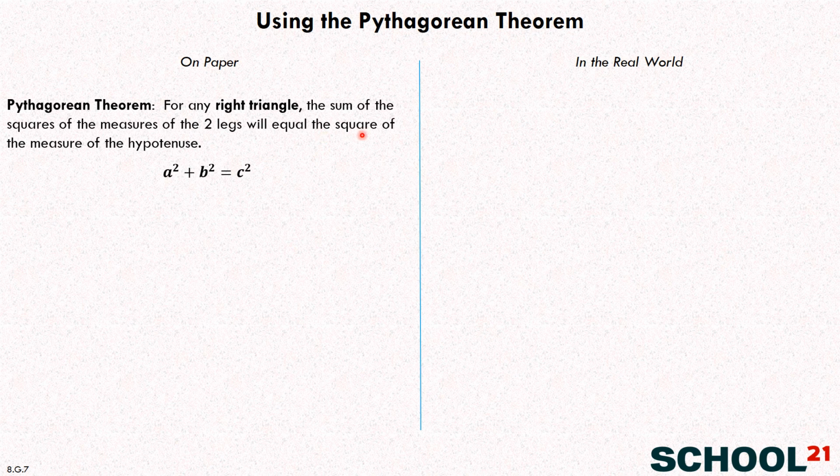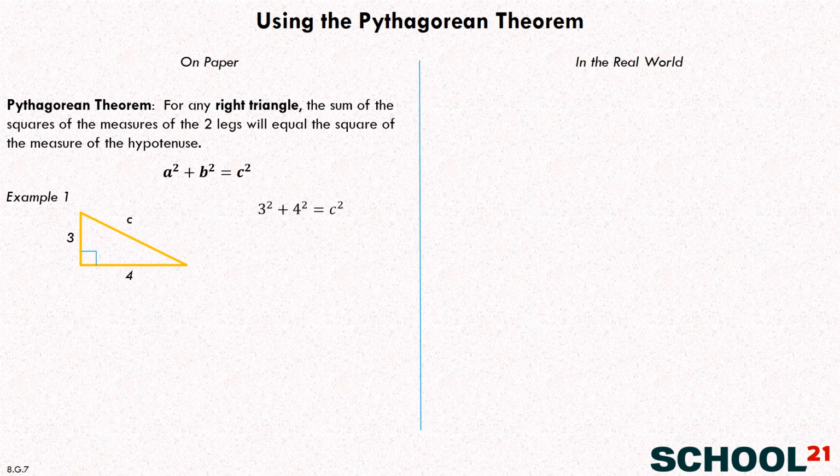In other words, the sum of the measures of the squares of the two legs will equal the square of the measure of the hypotenuse. Easier to just say a squared plus b squared equals c squared. Okay, so let's do an example here. We have a right triangle with legs of length 3 and 4 and a hypotenuse of c. So we can ask ourselves, what does c equal?